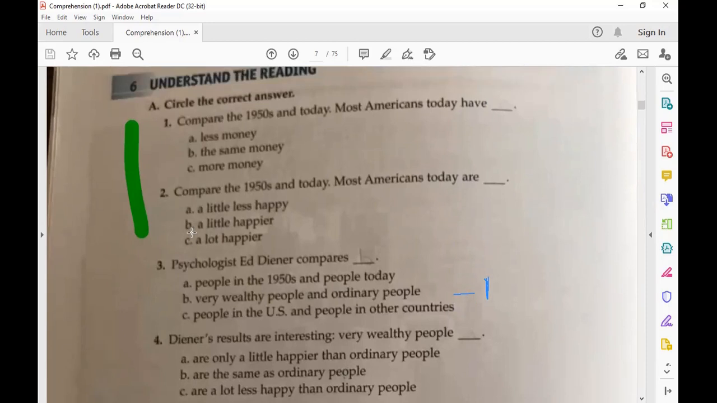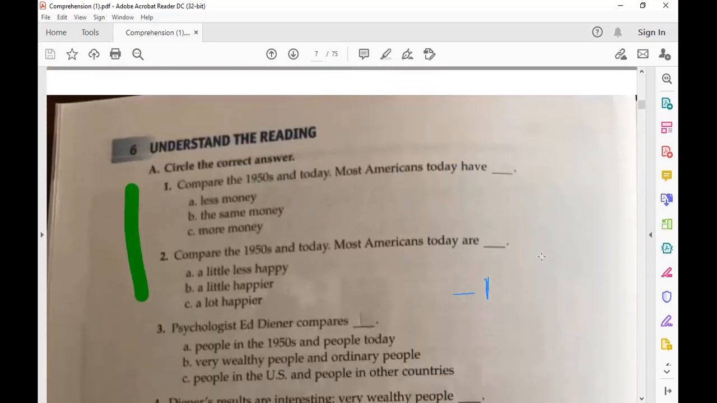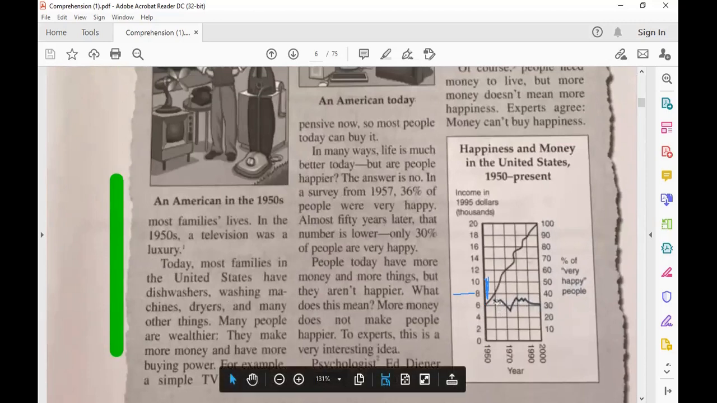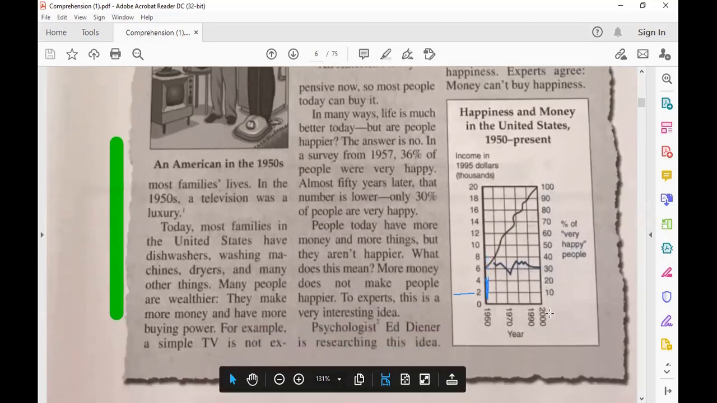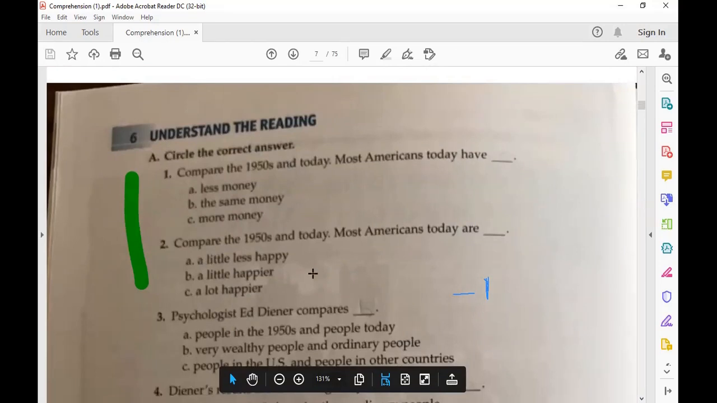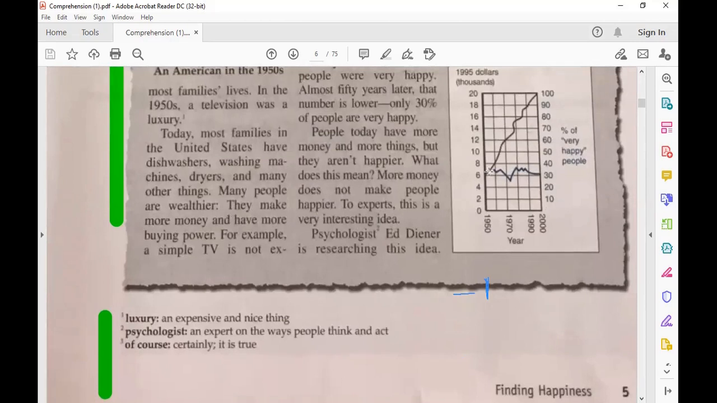Most Americans are, regarding happiness, now let's go back to the happiness line. Today, when we talk about today, which is 2000, this line here is for happiness. Happiness from 1950 to 2000, are they less happy, more happy or the same? They're a little less happy. If we couldn't find little less happy, what do we do? Okay, so they are a little less happy, a little happier, or a lot happier. From the chart we can see that it goes from 35 to 30, which is a little less happy.